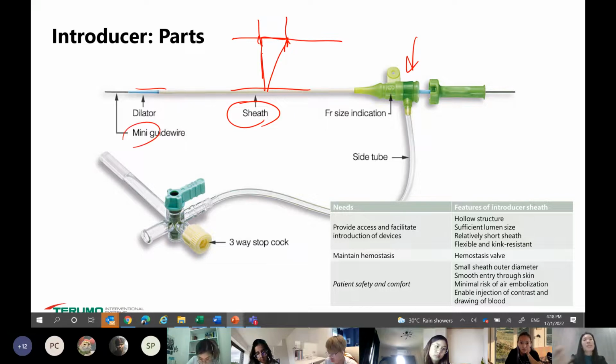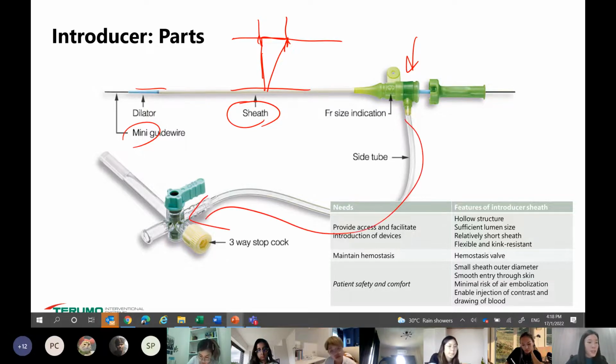The mini guide wire, again, leads the introducer into your skin. There's this side tube with a 3-way stopcock, and this is typically used for the device to be primed. Otherwise, there's no way that you can prime it. With the 3-way stopcock, you can put saline solution and prime the device through. I want to wet the device, and I don't want the device to introduce any air into my body.